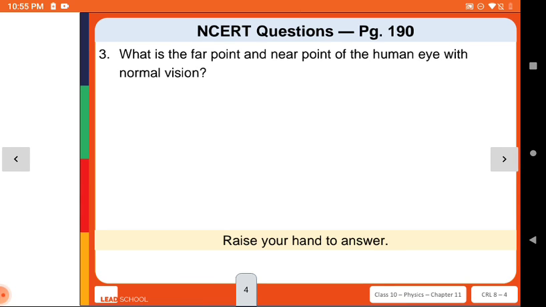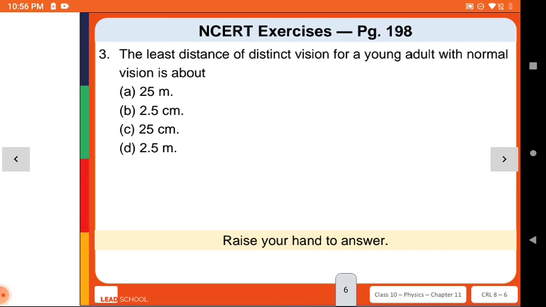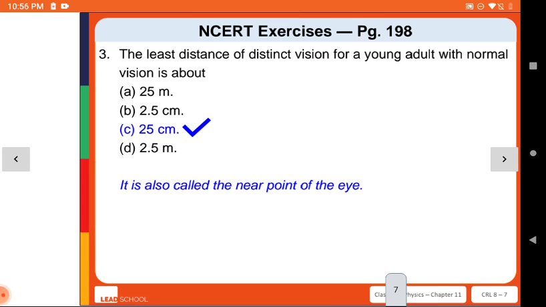So, what are the far point and near point of a human eye with normal vision? For normal vision, the far point is infinity and the near point is 25 centimeter from the eye. And the third one, the least distance of distinct vision for a young adult with normal vision, is about 25 centimeter.